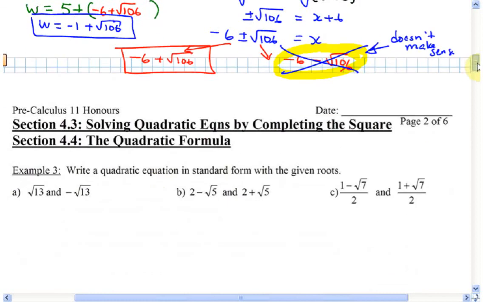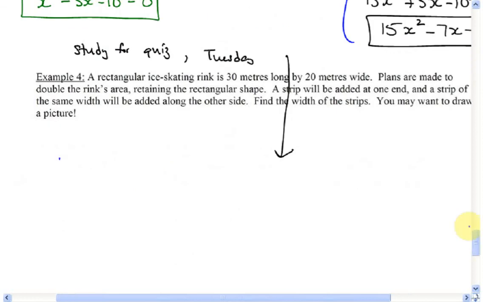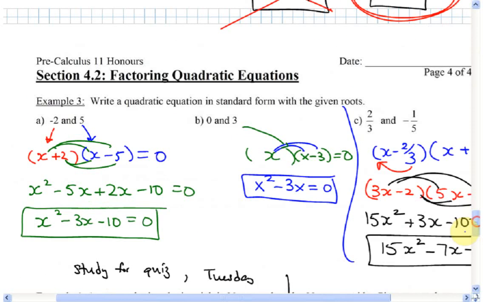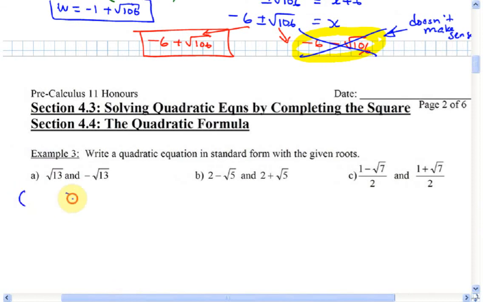We've done questions like this before where I asked you to write out the equation when I give you the answer. Remember back in section 4.2 when we did the same thing? Oh yeah, right here. Here's the answer, you switch it around. It's the same thing. So if one of the roots is root 13, then what's one of the factors that gives you root 13? It'd be x minus root 13. And if the answer was negative root 13, what's the factor that produces that? It's the opposite, so x plus root 13.